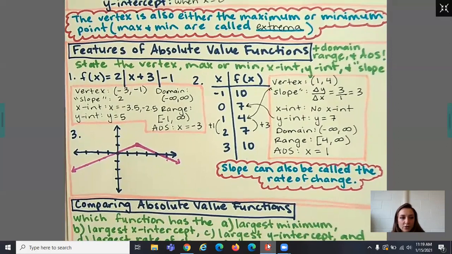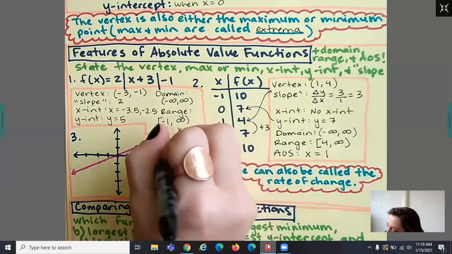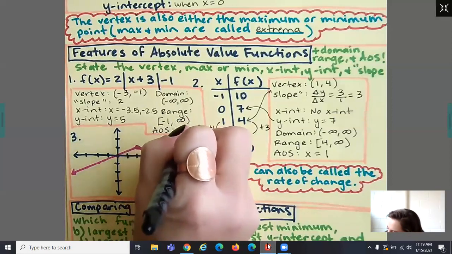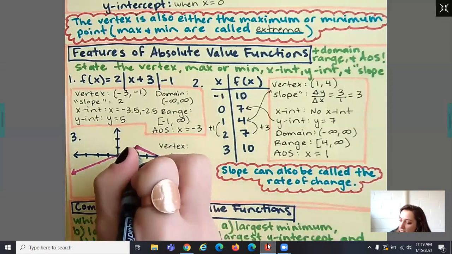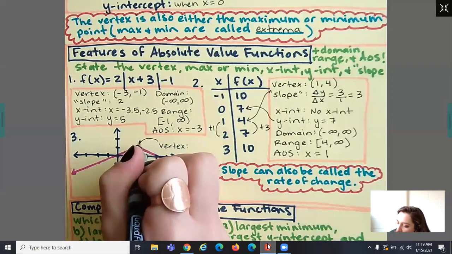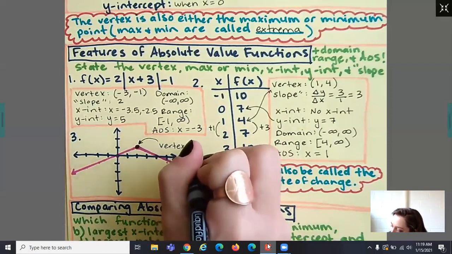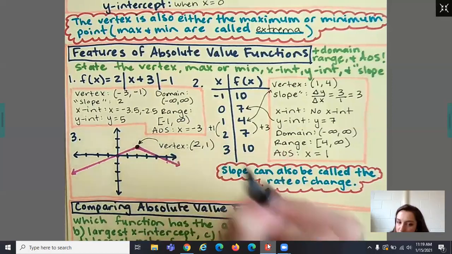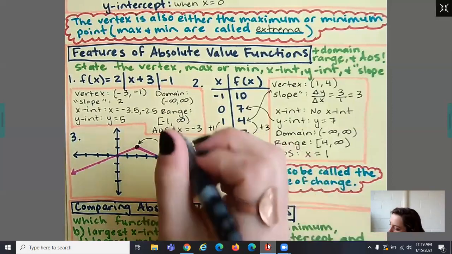All right, so moving on to our final example here, we are going to be working with first the vertex. And the vertex is either going to be that maximum or minimum point. So that is happening right here, and that is at 2, 1. So our vertex is 2, 1. All right, now let's do our slope. Okay, the slope.